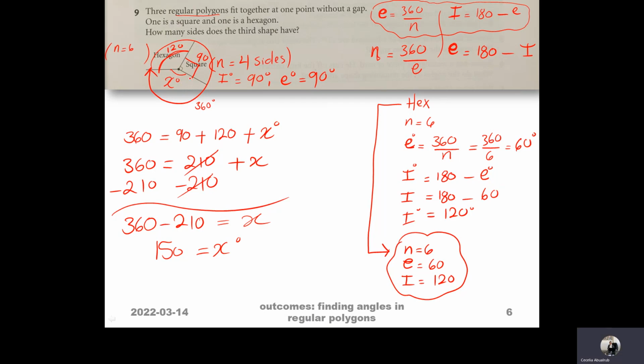Okay, so for the third polygon, I'm going to erase this so that I can continue my work here.